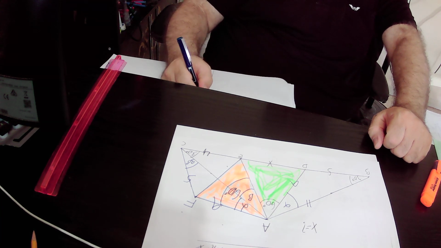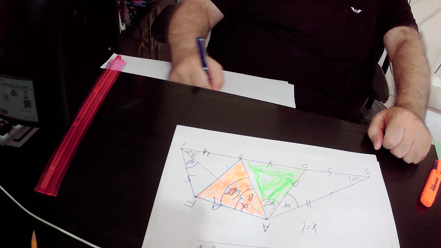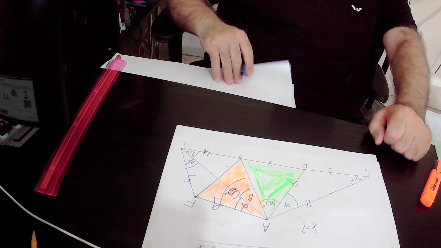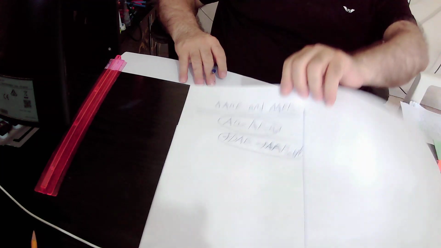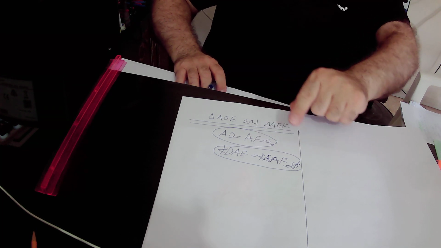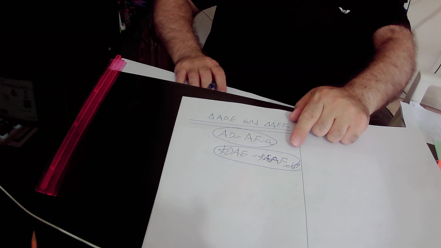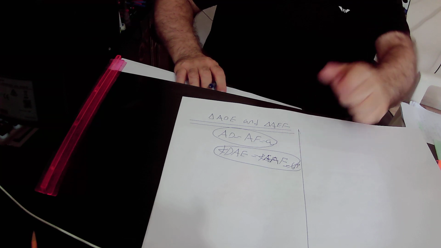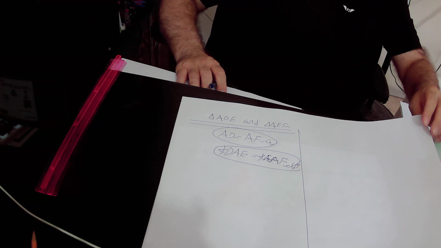Both angles are equal to 60 degrees, therefore they are equal to each other. I'll repeat again. Angle DAE in the green triangle is equal to angle EAF in the orange triangle. Both angles are equal to 60 degrees, therefore they are equal to each other.